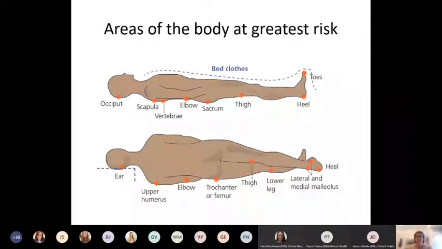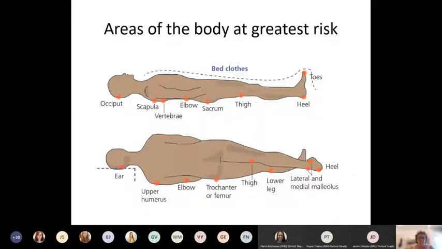So the areas of the body at greatest risk are where your weight comes into contact with the surface, so where bony areas come down really. So if you're lying on your back, it's the back of your head, your shoulder blades, your vertebrae, elbows, your sacrum, heels, toes. It's got thigh on there. I don't often see pressure damage on a thigh, but I guess if there's something at the back of the thigh when you're in a chair maybe, sometimes people with chronic oedema and the ridge on the edge of a chair, they can get pressure damage there.